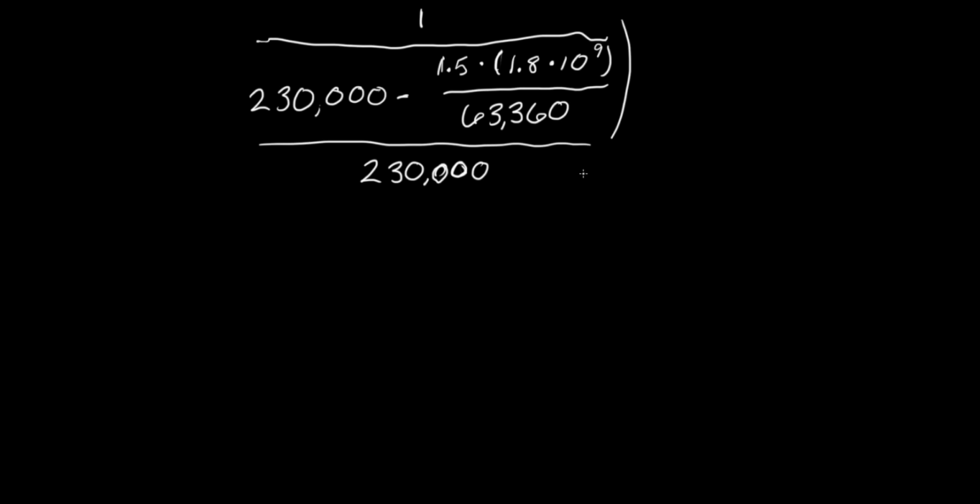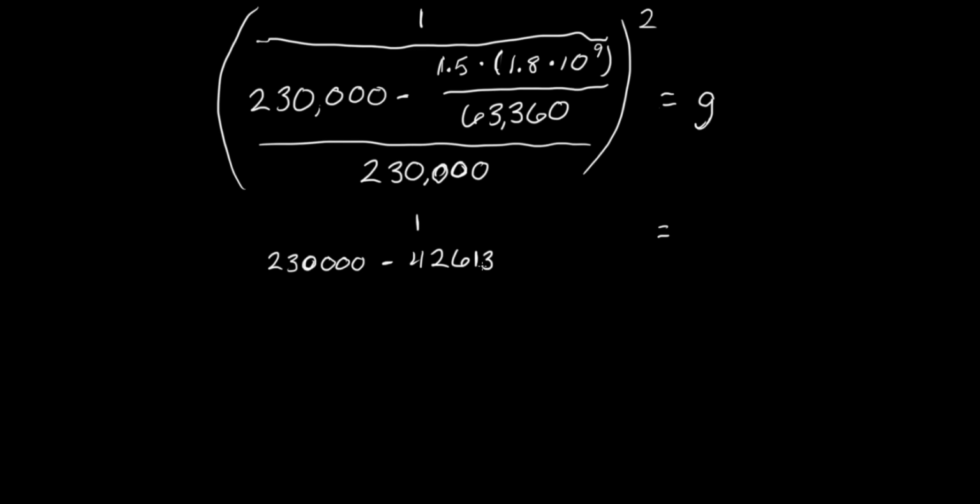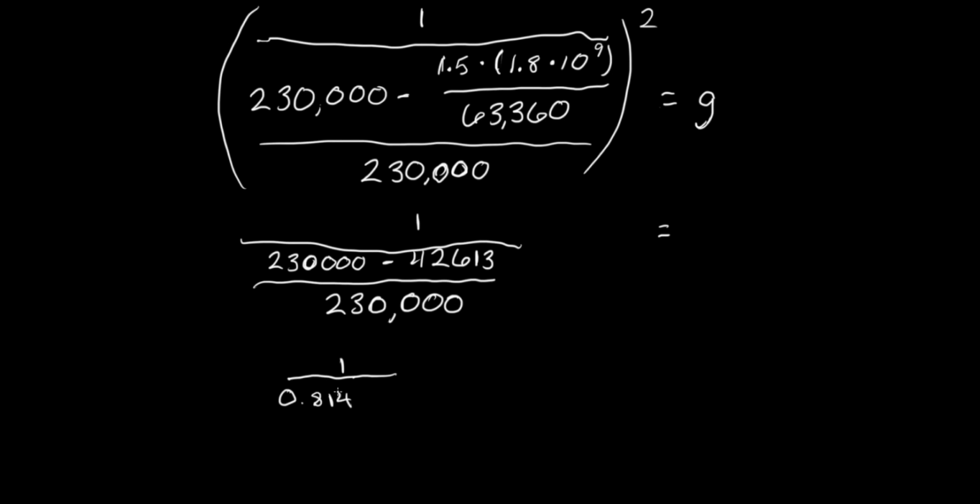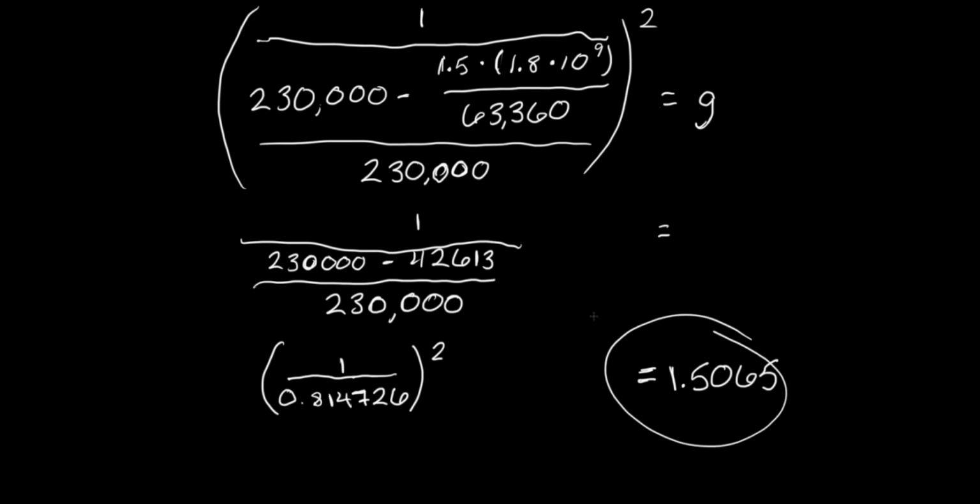So we've got 230,000 minus 1.5 times 1.8 times 10 to the 9th over 63,360 over 230,000 squared. That equals 1 over 230,000 minus 42,613 over 230, which equals 1 over 0.814726 squared, which equals 1.5065. So the tidal effect on the Earth 1.8 billion years ago is 1.5065 times as strong as it is now.